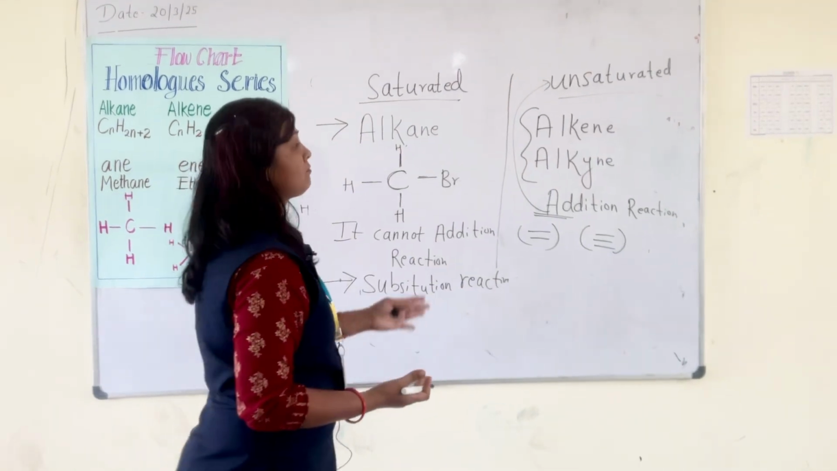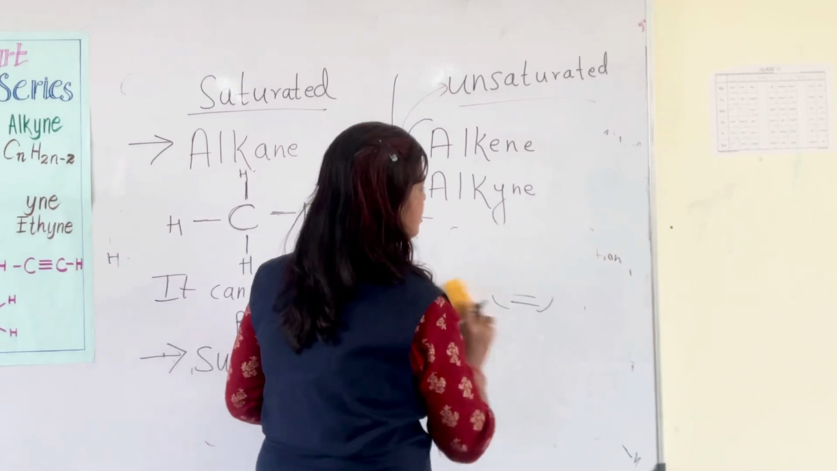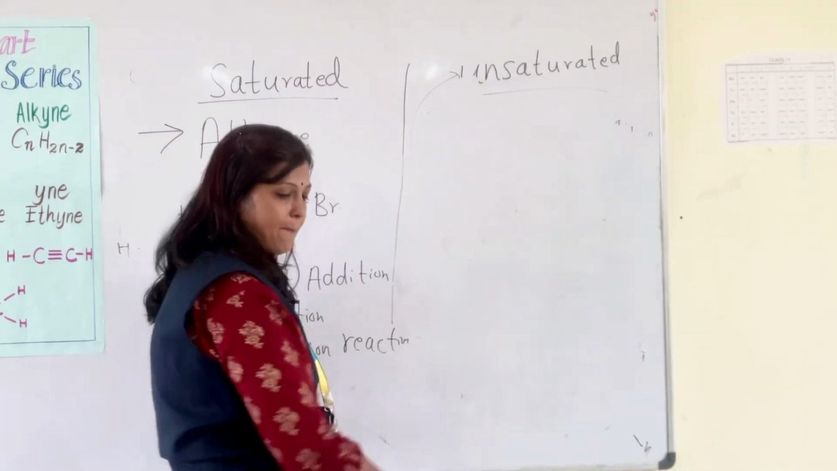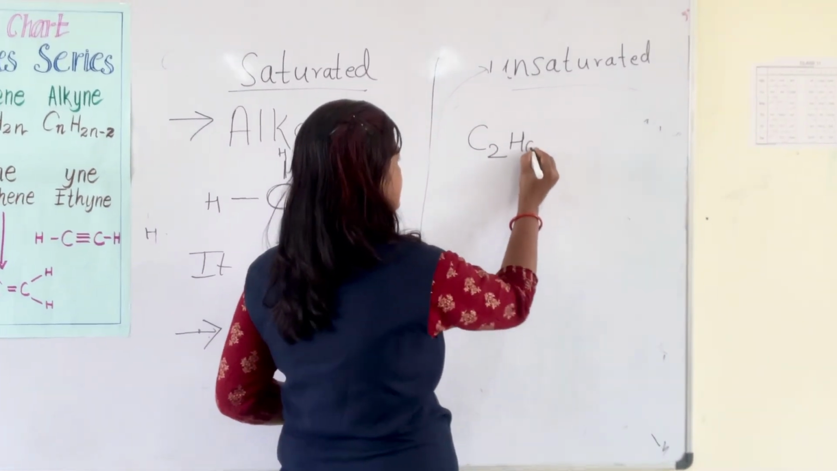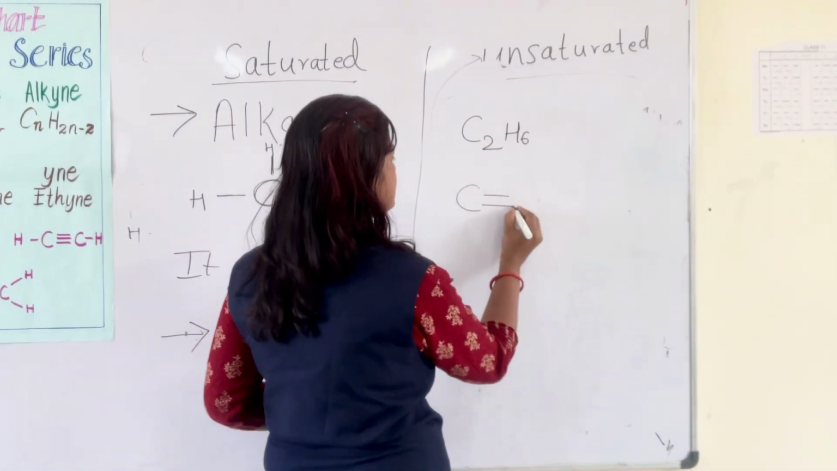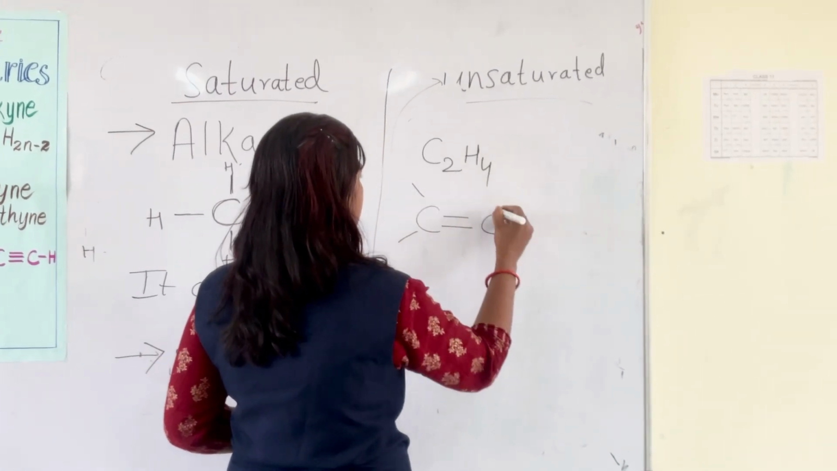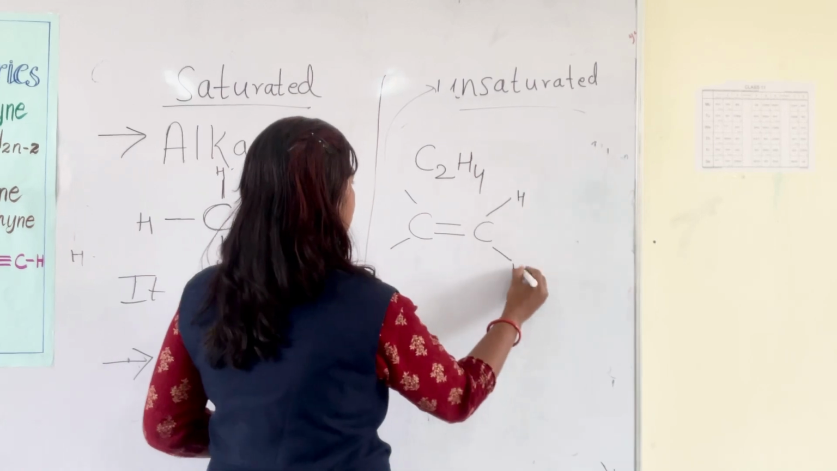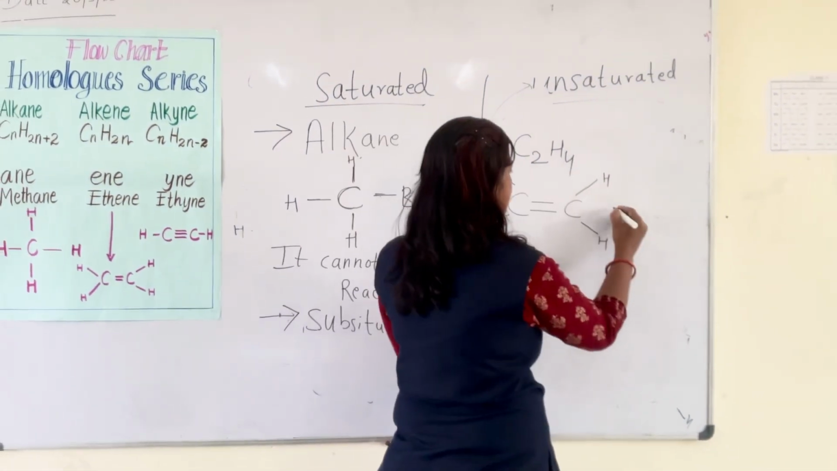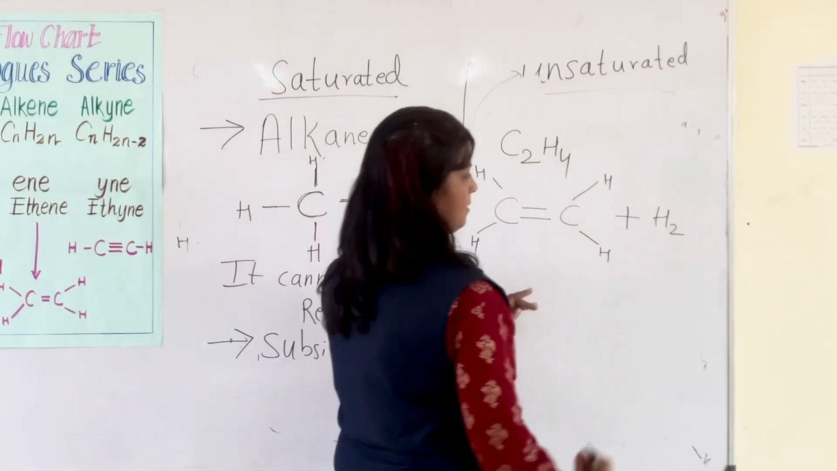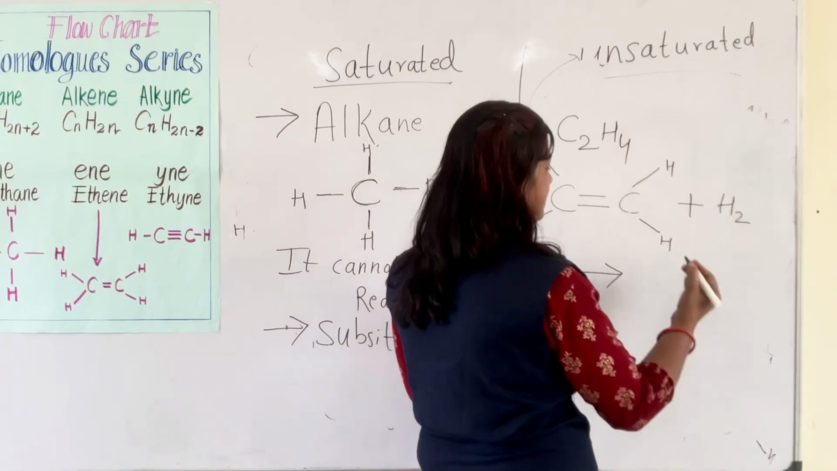Now next, unsaturated means addition reaction is possible. How is it possible? I will show you one example. For example, I will take C2H6. Now how will we write it in the structural form? C2 hydrogen. This one is C2H4, clear? So I will add here 2 hydrogen. Here already 4 are there. I will add 2 more. And what will be the structure?